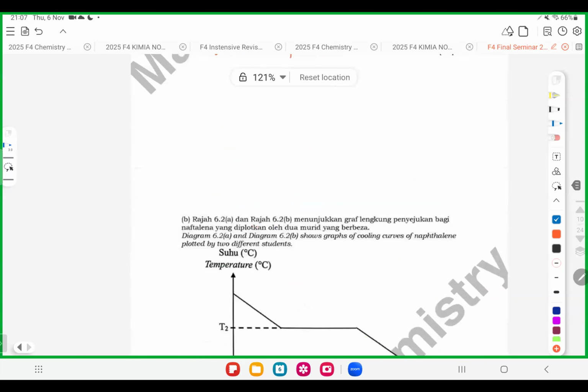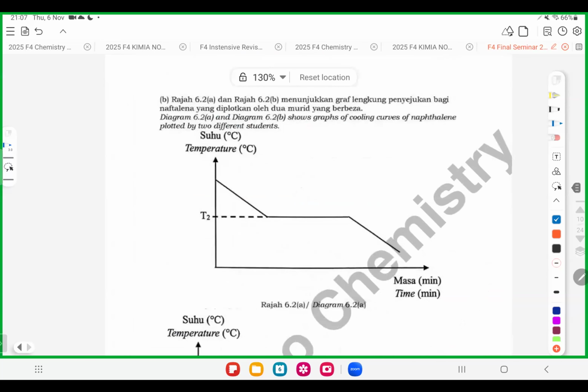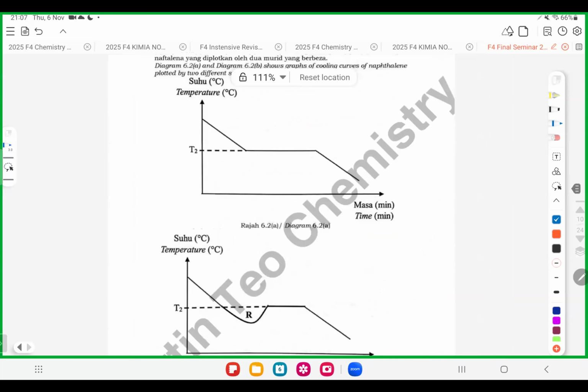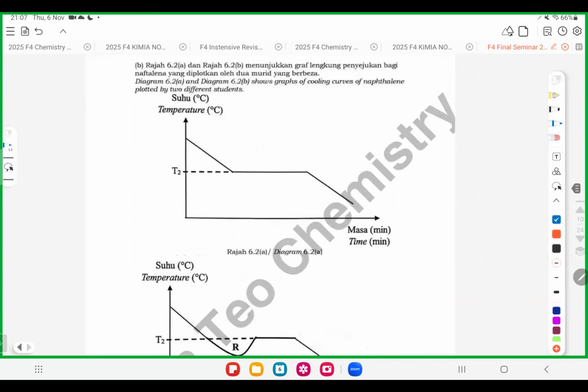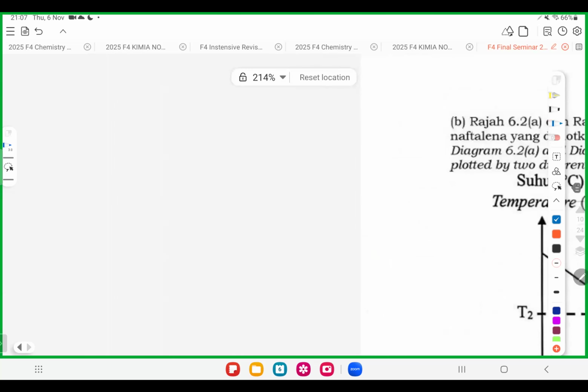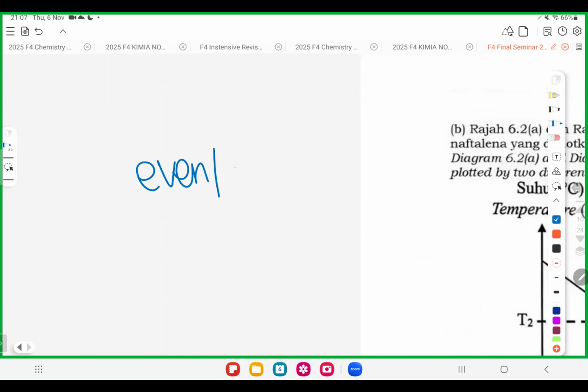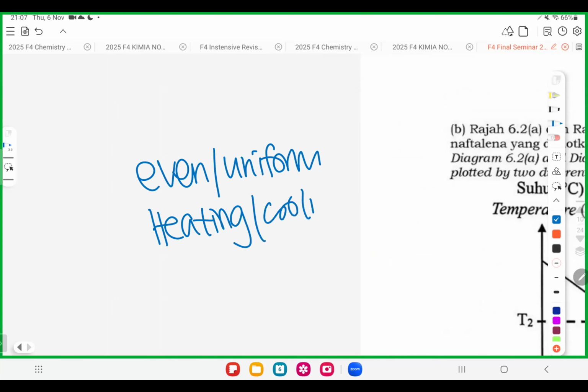Done. So this is for the cooling curve. Remember, when we do a heating curve and cooling curve, we always want to make sure we have uniform heating and uniform cooling. We want to make sure the heating process and the cooling process go uniformly. You don't want the heating to go too fast. You don't want the cooling to go too fast.